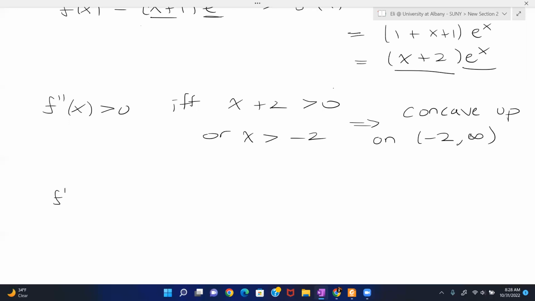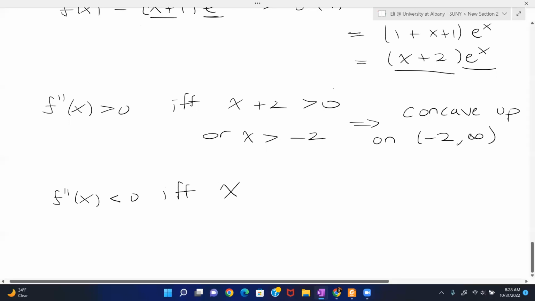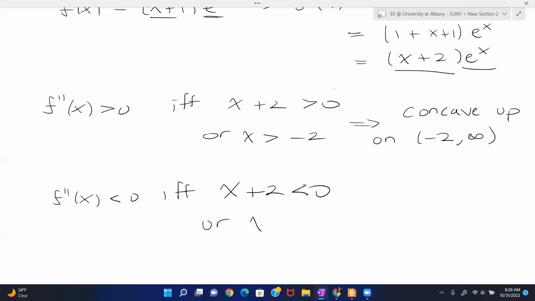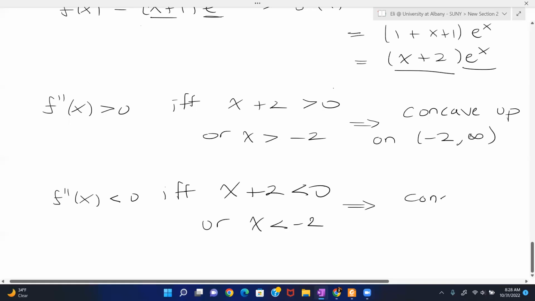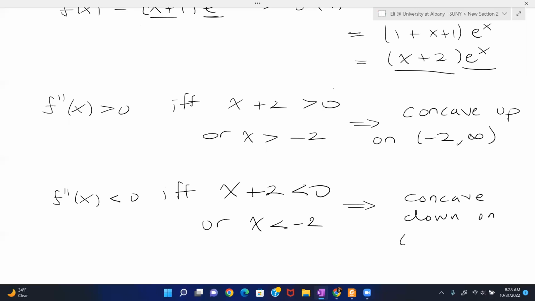And for when the second derivative is negative, that's the case if and only if x + 2 is negative, which is to say that x is less than -2. So that means that we're concave down on (-∞, -2).